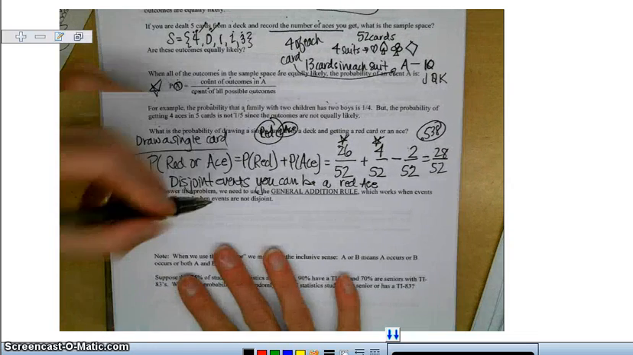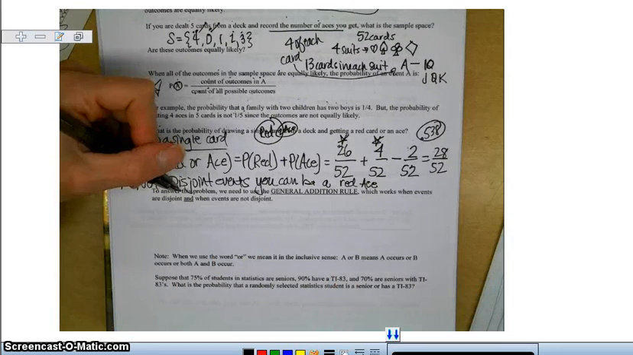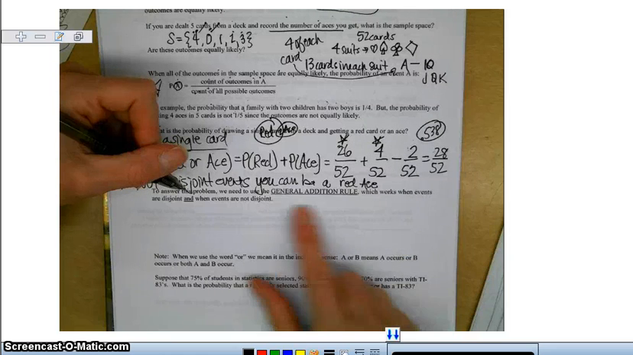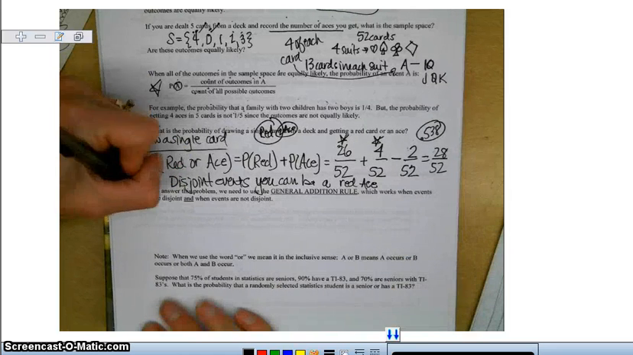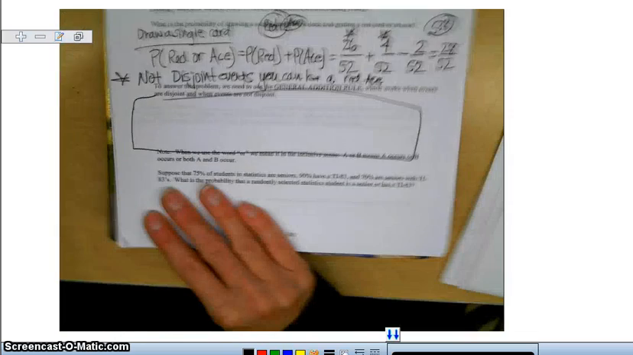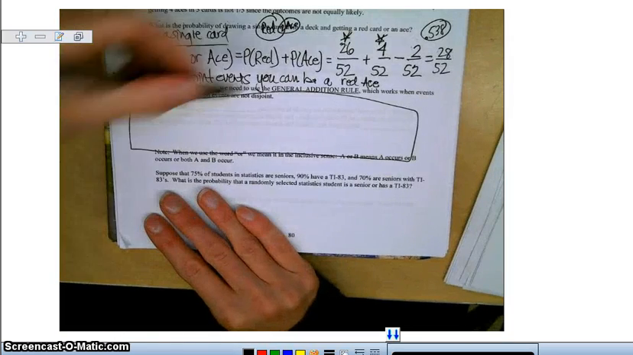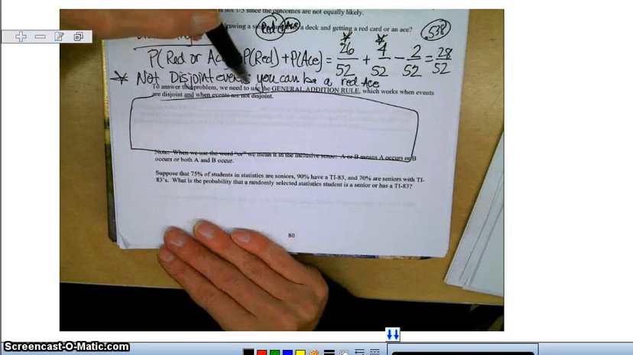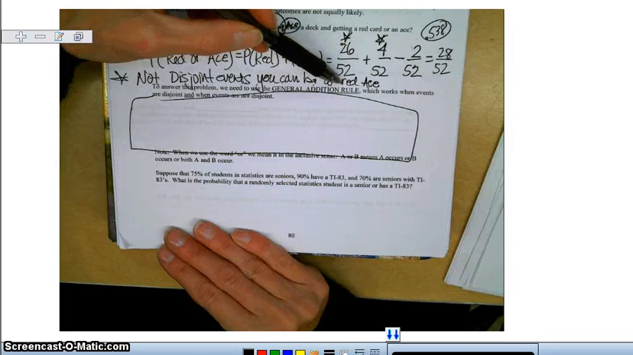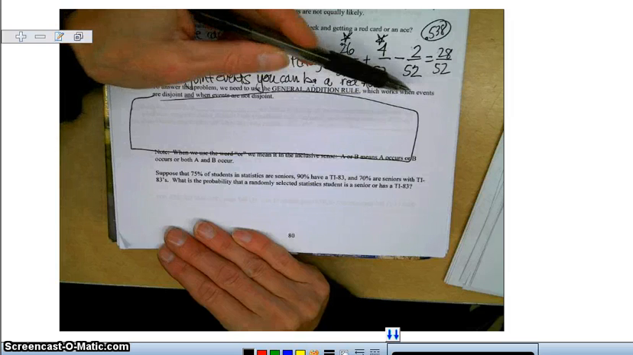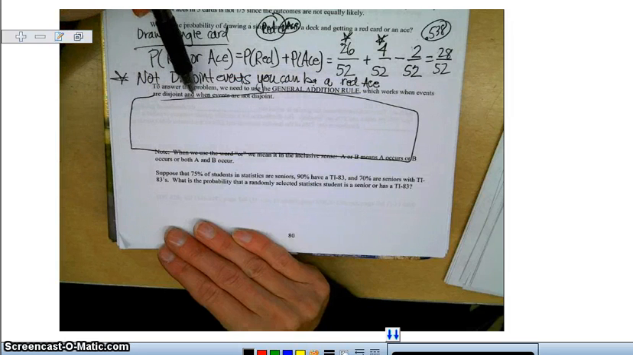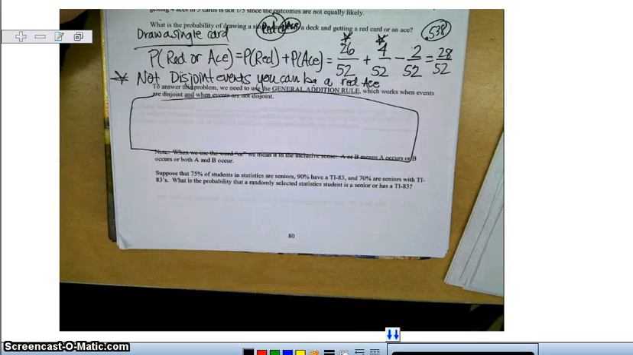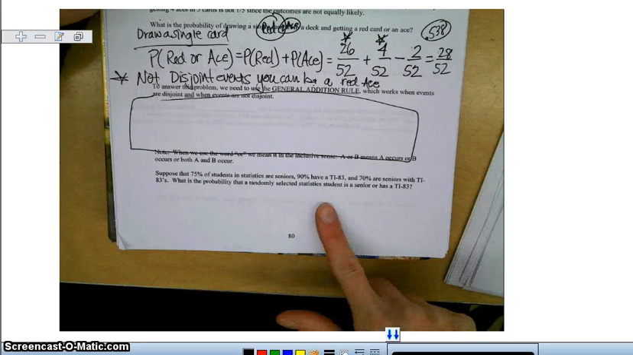All right, so now we answered this problem, so I'm going to reiterate what we just did, and I'm going to write it in what's called the general addition rule. So down here is going to be a rule that's important. To answer this problem, we need to use the general addition rule. This is a rule that's in your books, which works when events are disjoint and when they're not disjoint. So the OR probability formula I taught you before, throw it out. This is the one you use all the time now.